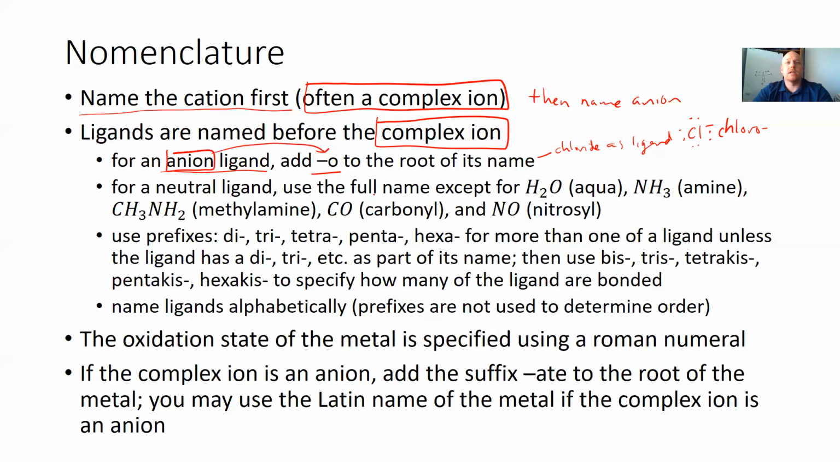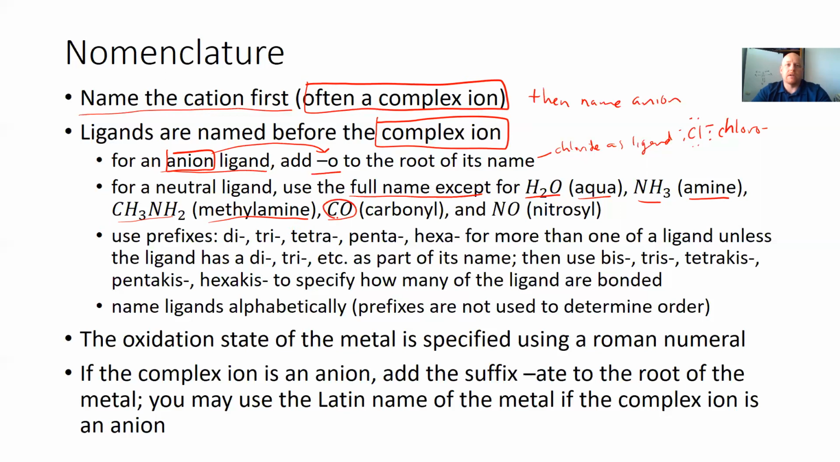For a neutral ligand, we're going to use the full name. Some ligands, like ethylenediamine, will use that full name. If we have water, though, there are some exceptions where we use common names. So water is aqua. Ammonia, specifically, is ammine. When you have a primary amine, something like methylamine, we're going to use that name, methylamine. Or if it's isopropylamine, that would be the name of the ligand.